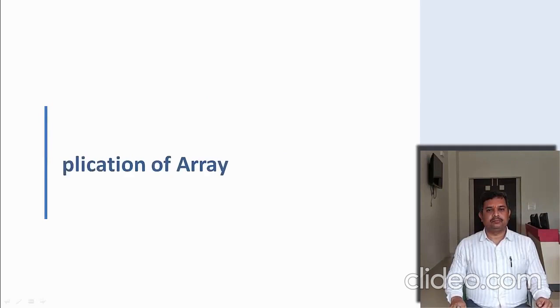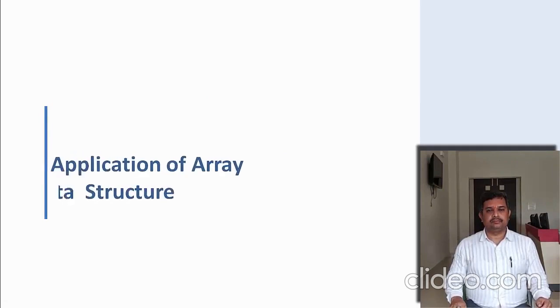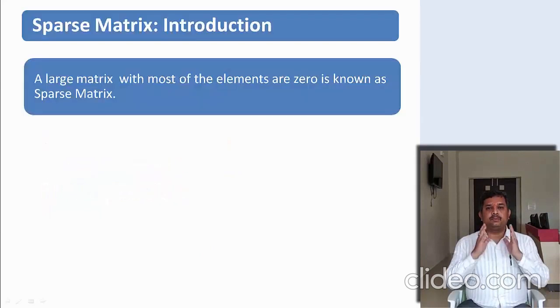So let us start. Sparse matrix. The sparse matrix basically is a matrix where most of the data are zero.